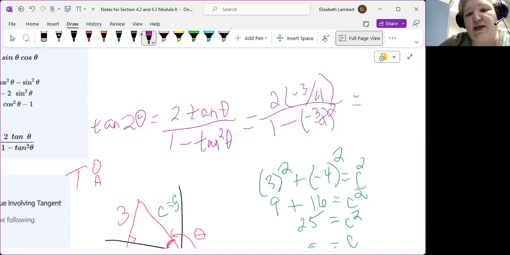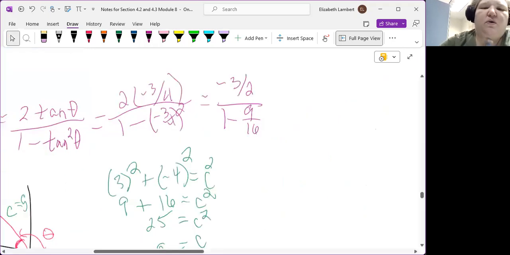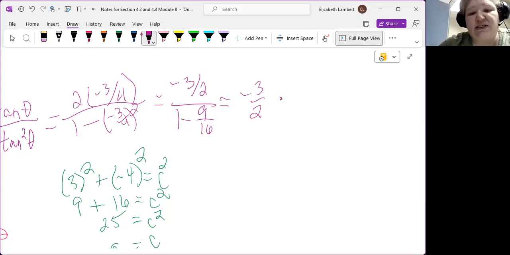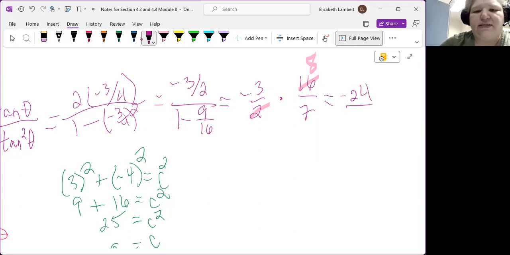All right, so negative 6 over 4 is the same as negative 3 over 2. And this will be 1 minus 9/16. So 16/16 minus 9/16 is 7/16. So we have negative 3/2 divided by 7/16, so it'll be times 16/7. 2 goes into 16 8 times. Negative 3 times 8 is negative 24 over 7.